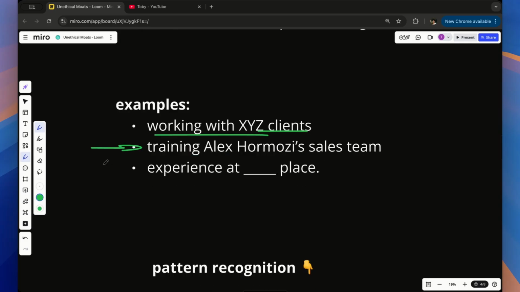It's a unique moat. On top of that, it's like, what is your experience at X place? Let's say you worked for a big creator, or you worked at a big company, you worked at Goldman Sachs. That's an experience that 99% of people on social media can't copy because they haven't done it in the past.